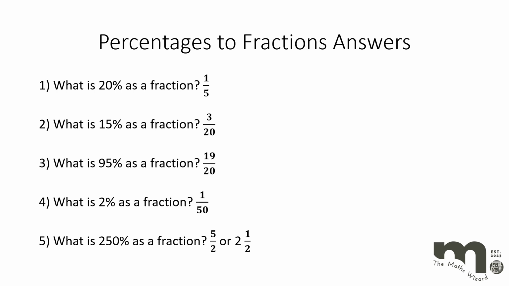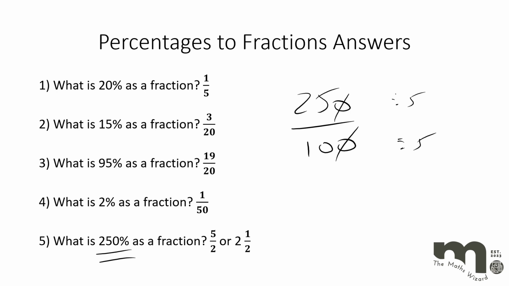We'll draw your attention to this one at the bottom. Now, I've given you here a percentage that's higher than 100. So you're always going to end up with an improper fraction here, or what's known as a mixed number. So we can still follow the same process. We write 250 over 100. If you take a 0 off, you divide it by 10. So you get 25 over 10. Then you can divide by 5. And you'll get 5 over 2, 5 5s which make 25, and then 2 5s which make 10. And then you cannot simplify that anymore.